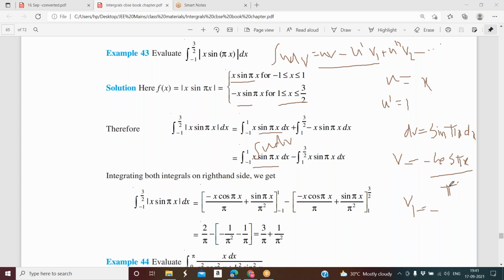v1 is minus, integral cos pi x is sin pi x, and already we have pi. So this time if you integrate, then you get pi square. So minus minus plus, minus u dash. So you have plus sin pi x by pi square between the limits -1 and 1, minus this integration. Now again uv. So u is x and v is minus cos pi x by pi, minus u dash v1. Here also we have minus, so it becomes plus sin pi x by pi square between the limits 1 and 3/2.